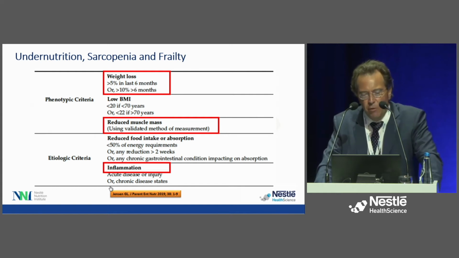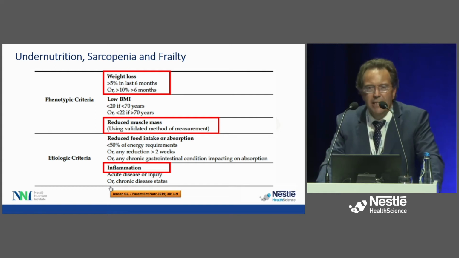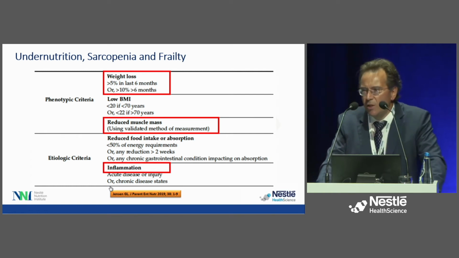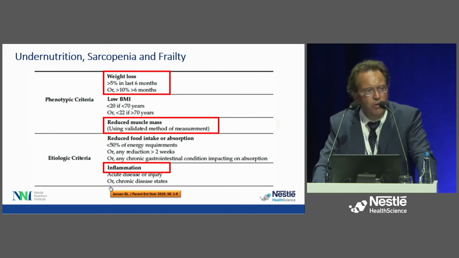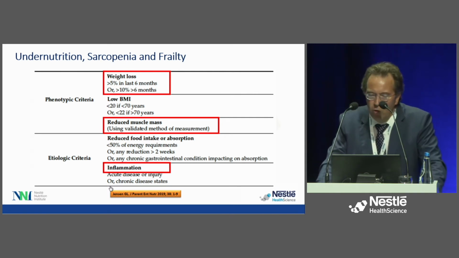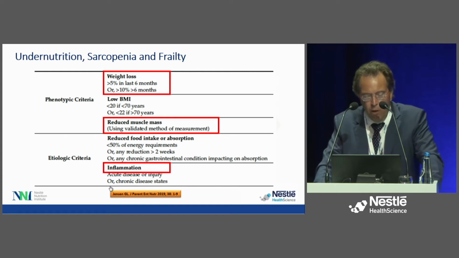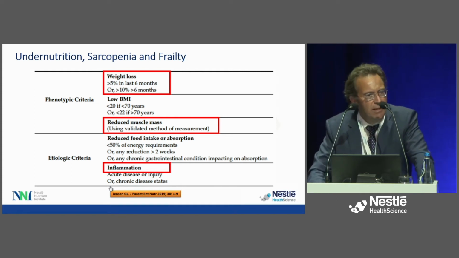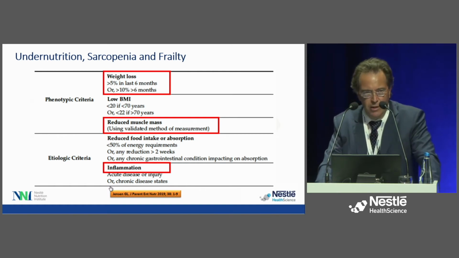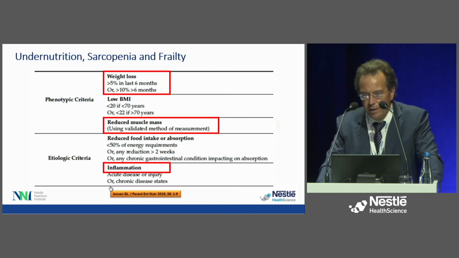And the third phenotypic criteria is reduced muscle mass. And this is the same criteria that sarcopenia uses. So also undernutrition and sarcopenia share 1 criteria. And if you take a look at the etiologic criteria, 1 is inflammation. And as we will see later on, and also Matteo has explained, inflammation is the main pathway leading to frailty and sarcopenia also.